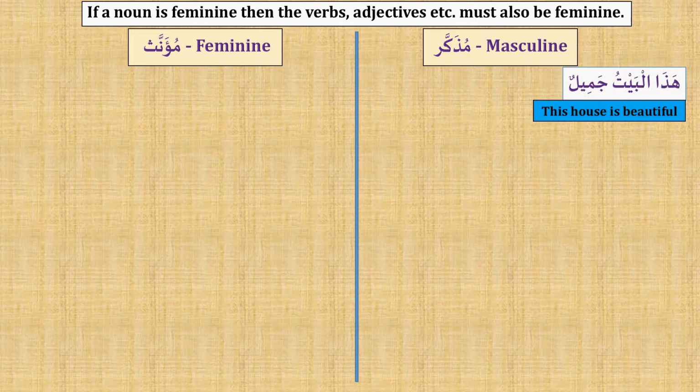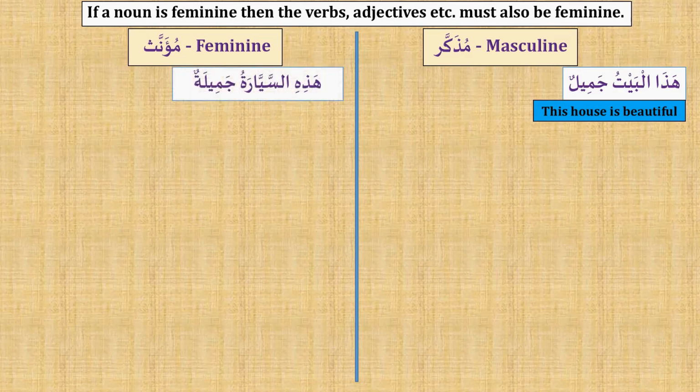It ends with open ta, ta maftuha, not ta marbuta, and it is masculine. هذا is also for masculine, means this, and jamilun is an adjective, means beautiful.